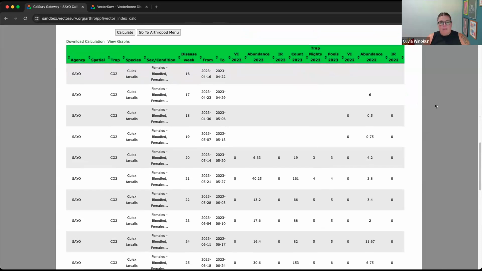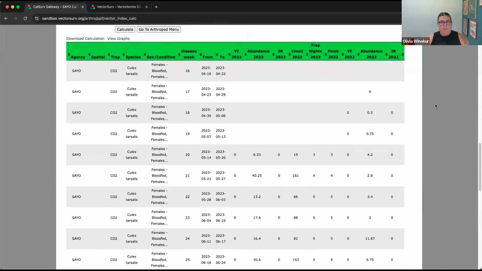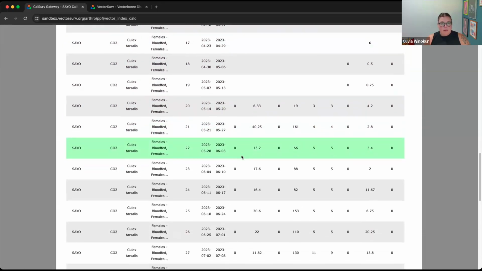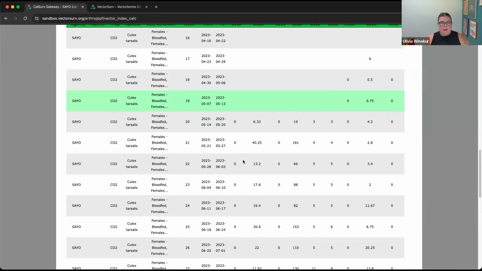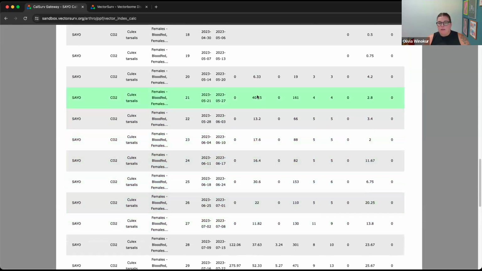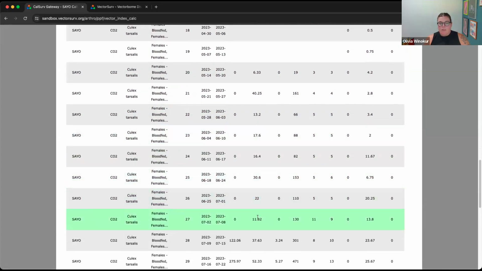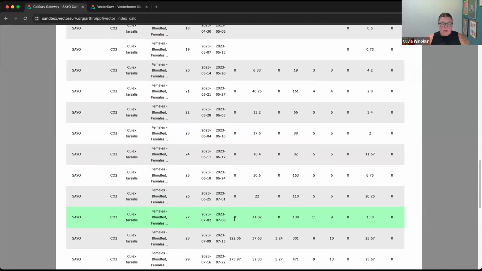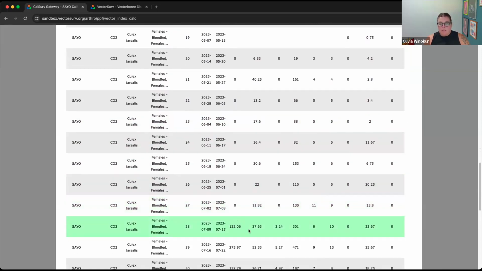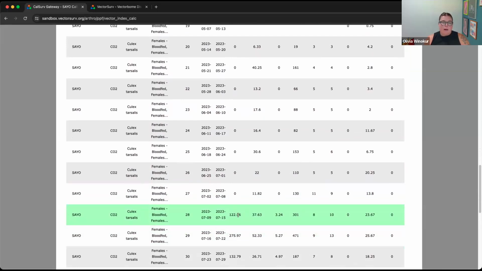Okay, so again, we get a table output here for our vector index. So we are looking in CO2 traps for Culex tarsalis, all females, disease week. So our vector index for all these disease weeks in May, June, is 0, because nothing's testing positive. It's still giving me abundance, so mosquitoes per trap night over those weeks. So we can see that, but nothing had tested positive, so our vector index is still 0. We get into July and we start seeing positive mosquito pools and therefore positive vector indexes.